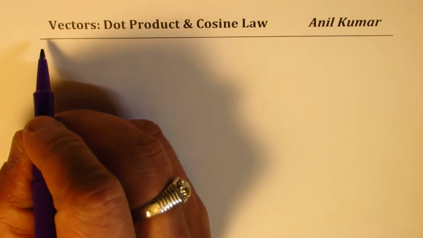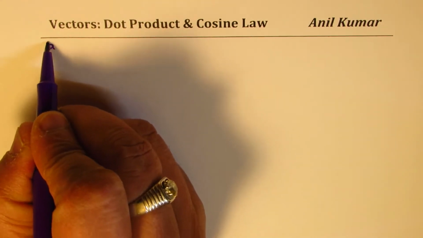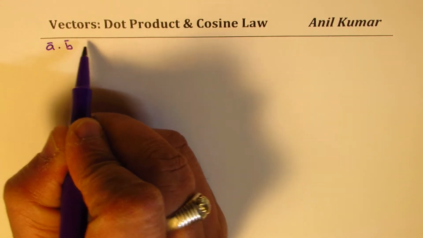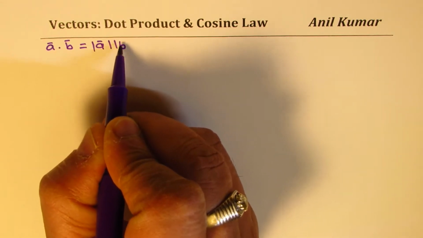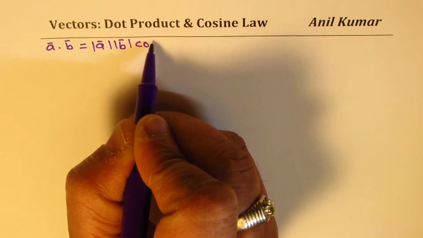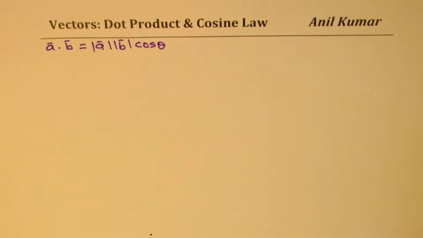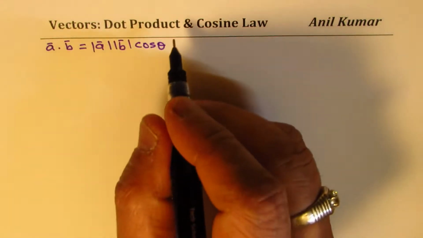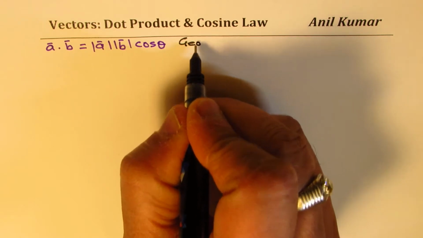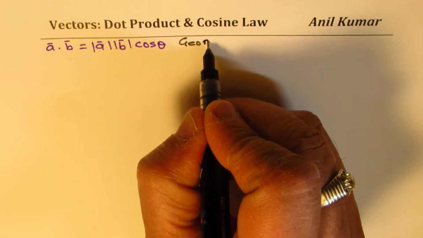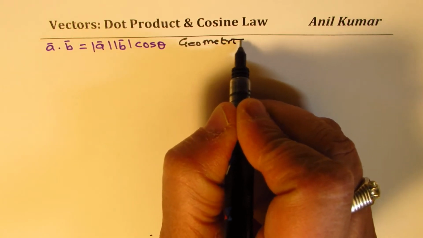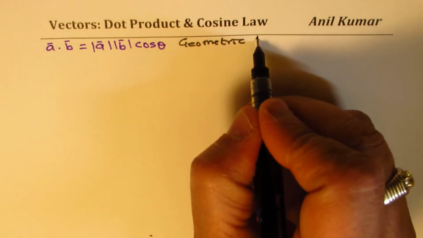Well, we know that if I have vectors, A dot B is equal to the magnitude of A times the magnitude of B times cos theta, where theta is the angle between them. Now that is the geometric interpretation, right? This is when we know the angle between the two vectors. So we say it is the geometric representation.